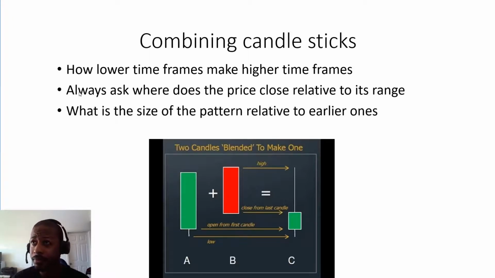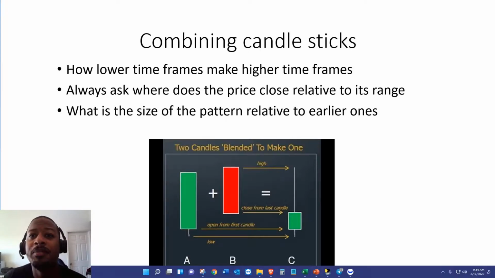But yeah, so you always want to ask yourself this when you are looking at candlesticks: where does the price close relative to its range? So basically, when you're looking at the open and close, you want to look at where the price is closing relative to the range. What's the size of the pattern relative to the earlier ones as well? So you always want to be looking left and looking at the price action that was happening before the current candlestick that you're looking at. So keep that in mind.